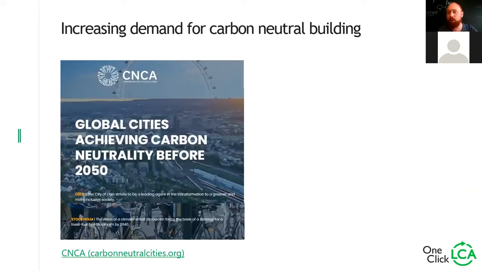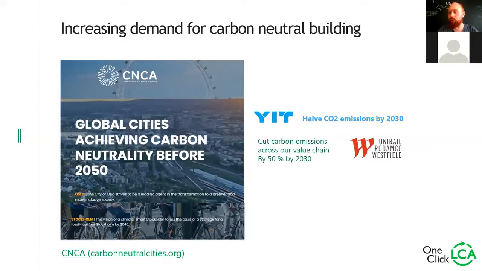There is currently an increasing demand for carbon neutral building. So maybe those who are familiar with the Carbon Neutral Cities Alliance, there's a couple of cities, or actually quite a lot, which have joined this alliance to basically make sure that their city is carbon neutral at a certain point. For example, Oslo strives to be carbon neutral before 2050 already. Stockholm goes for a fossil-free solution by 2040. And there's a lot of cities who have pledged to this or are making changes. In Finland itself, we, for example, have the biggest construction company, YIT, who has said that they will halve the emissions of CO2 which they emit by 2030. So quite an optimistic goal. There are some other companies who have also said similar things, that they cut, for example, the carbon emissions among the entire value chain by 50%.